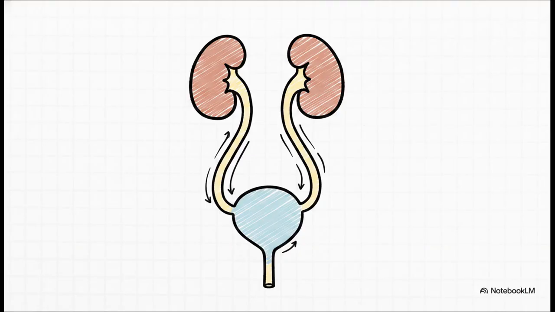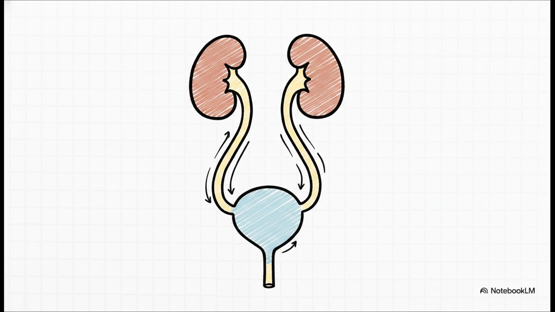Now that we know what kind of toxic waste we're trying to get rid of, let's look at the highly specialized plumbing system our body uses to actually get the job done. The human excretory system has 4 main components. It all starts with a pair of kidneys. These are those famous bean-shaped organs sitting right in your abdomen, one on either side of your backbone. They're the primary filters that clean your blood and form urine.